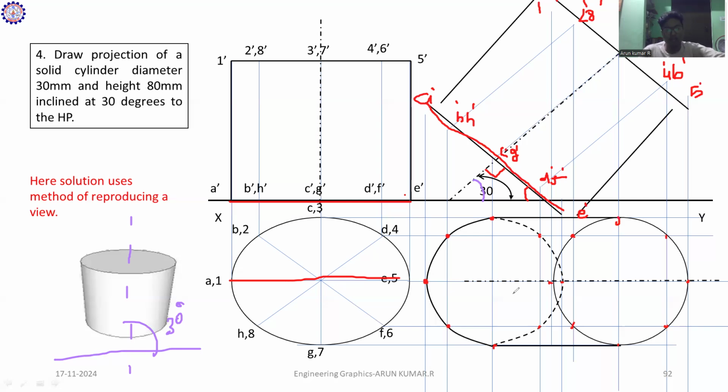Once you start constructing, first you have to construct the top view. So this is my number one, the first step you have to do. The second step is to construct the front view of the given solid. This is my top view. This is my front view of the given solid, and you have to measure the baseline.